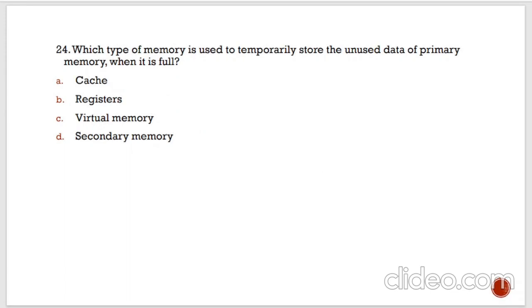Okay. Next question. Which type of memory is used to temporarily store the unused data of primary memory when it is full? See, what the question is asking is the type of memory. Temporarily store the unused data of primary. So obviously primary memory will store the data temporarily, that is why it is called volatile. When it is full, see, primary memory also has less size. The size of the primary memory is very small compared to the secondary memory.